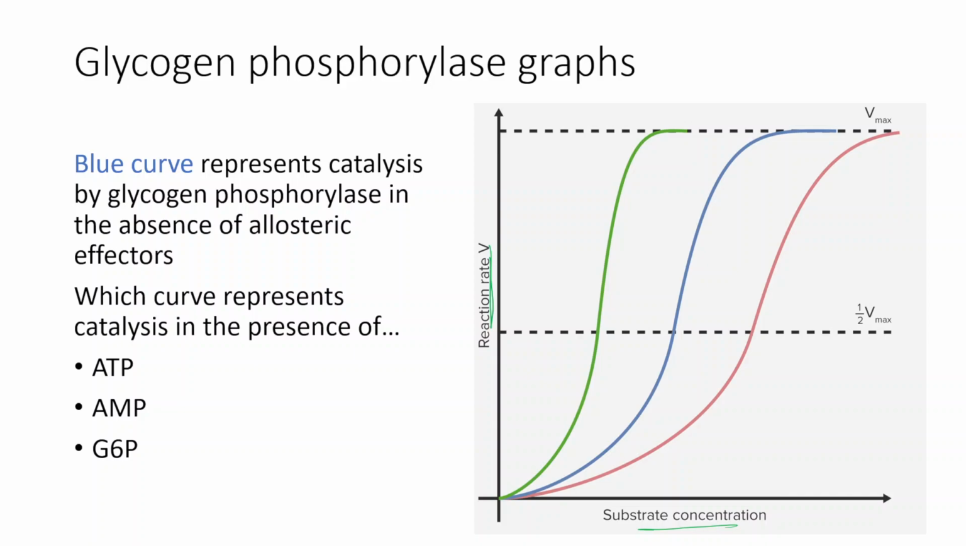So take a moment and think about which curve represents catalysis in the presence of our three allosteric effectors. To help think about this, for these allosteric effectors, what are they going to do? Are they going to promote the R form or the T form, which is more active or more inactive? And what would that do to the curve? Is it going to shift left or right? So I'll let you take a few moments to think about that.